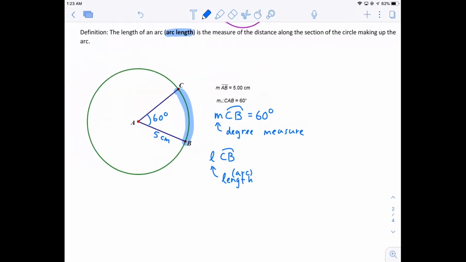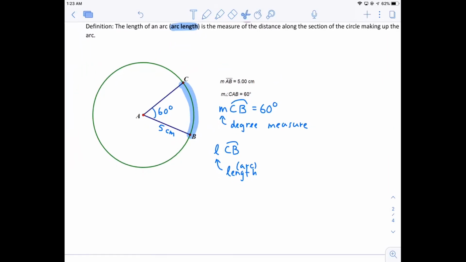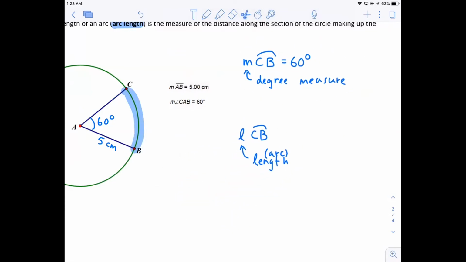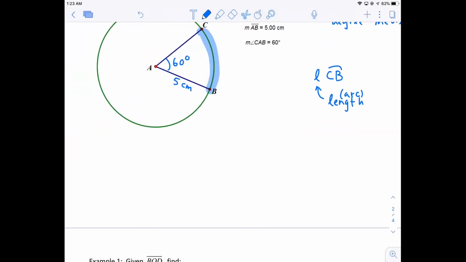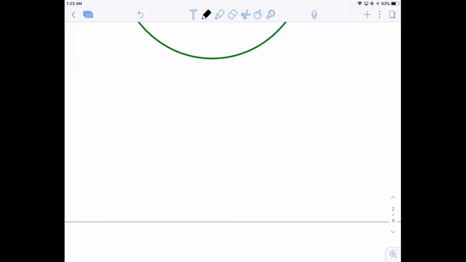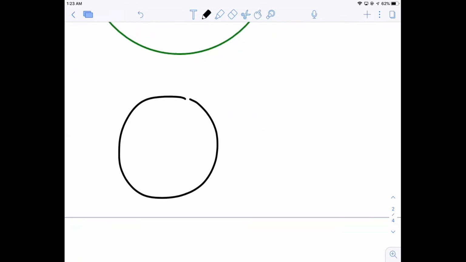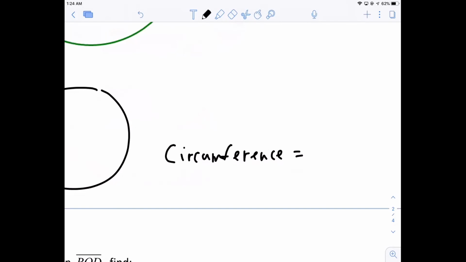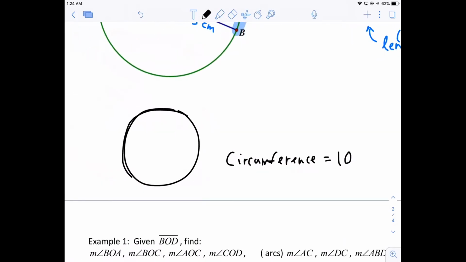So how can we find the arc length of CB? Well, the way I like to do it is by setting up a proportion. Let's do another example first, and then we'll go back to that one real quick. Let's say we had a circle, and let's say the circumference was equal to, let's make it really easy, 10 units. So the entire circle, the perimeter of the circle really, is 10 units.